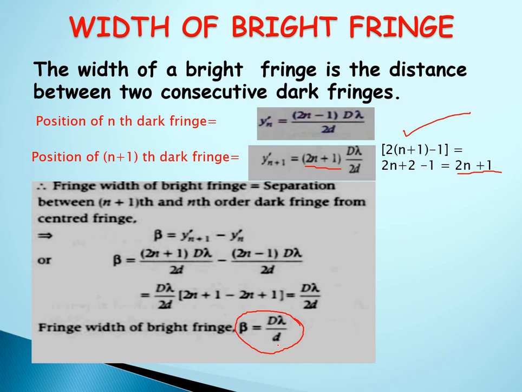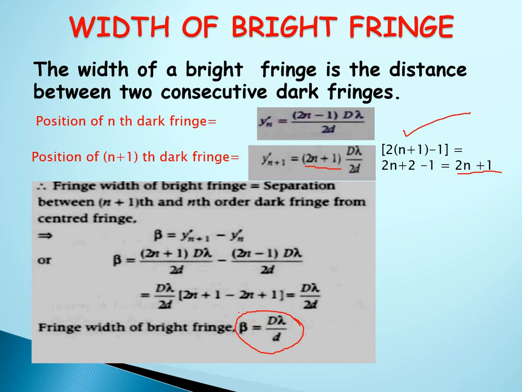Lambda D by d means it is directly proportional to capital D, directly proportional to wavelength, and inversely proportional to the distance between the two sources. Okay, children, hope it's clear. So the width of the dark fringe is lambda D by d, and the width of the bright fringe is again lambda D by d. So you get very simple logical questions for 1 mark.